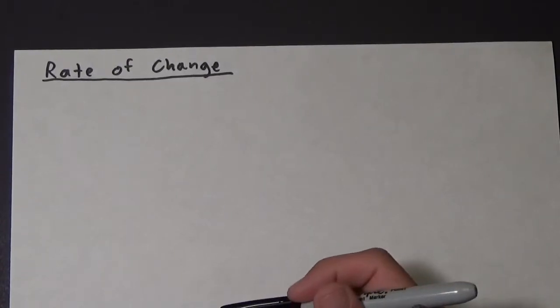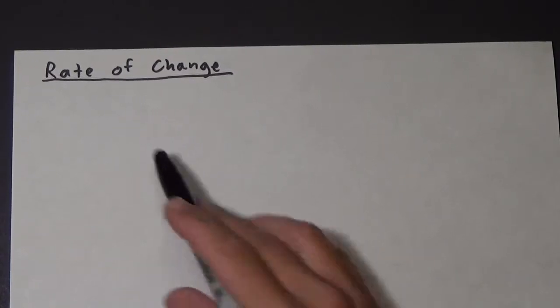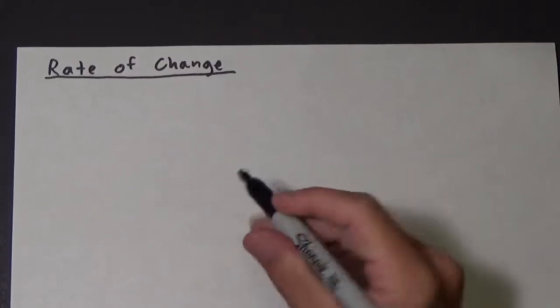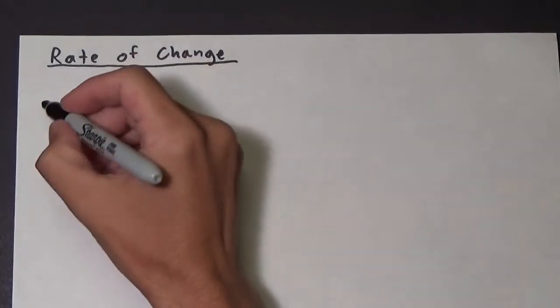In this video, we're going to look at an important application of the derivative, and that is the concept of rate of change. We're going to look at two types of rate of change. We're going to first look at the average rate of change, and then we're going to look at what's called the instantaneous rate of change. So let's first look at the average rate of change.